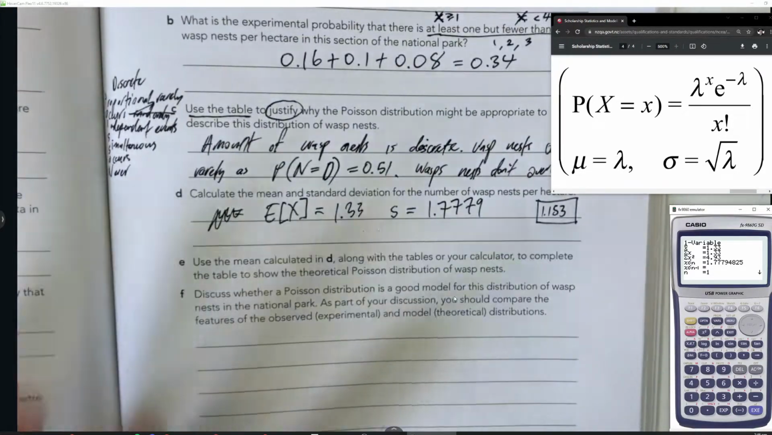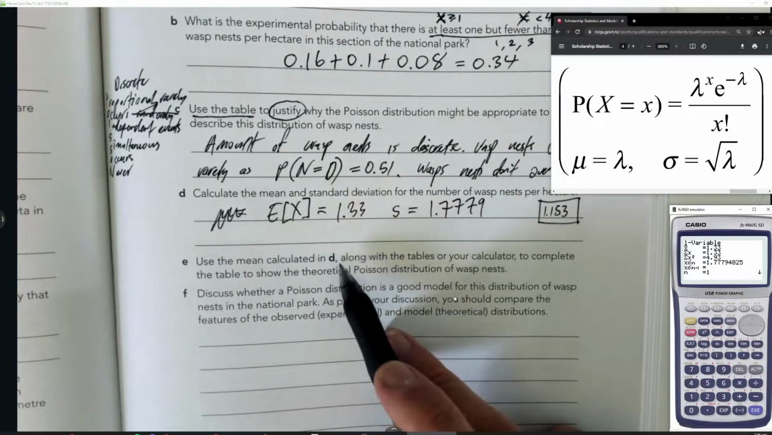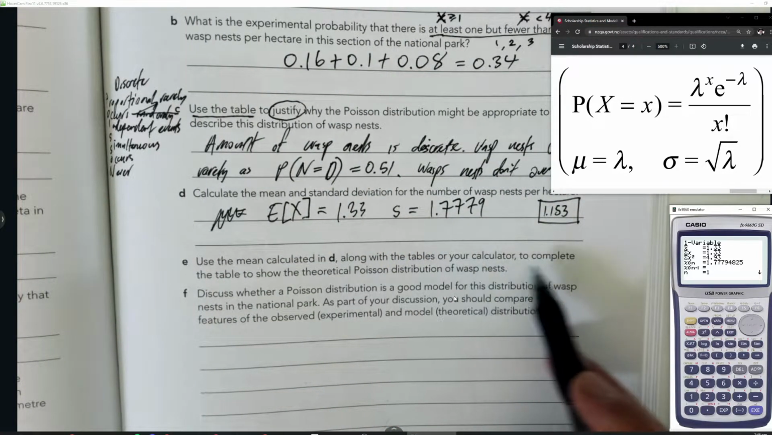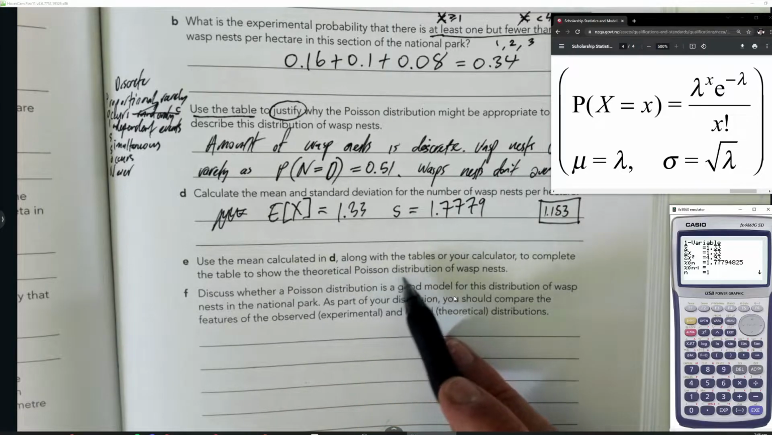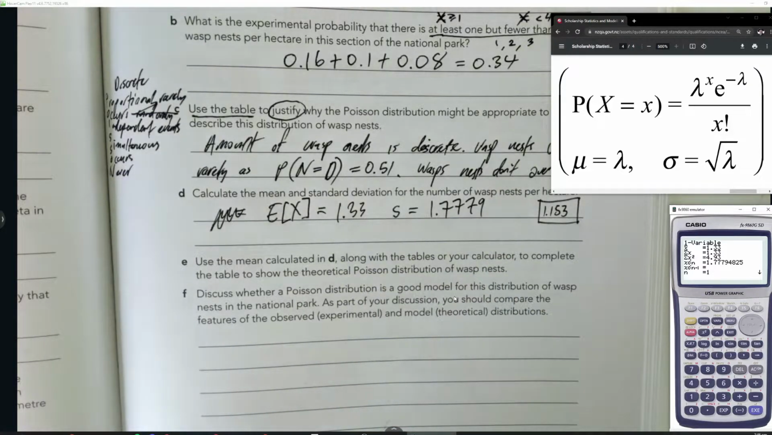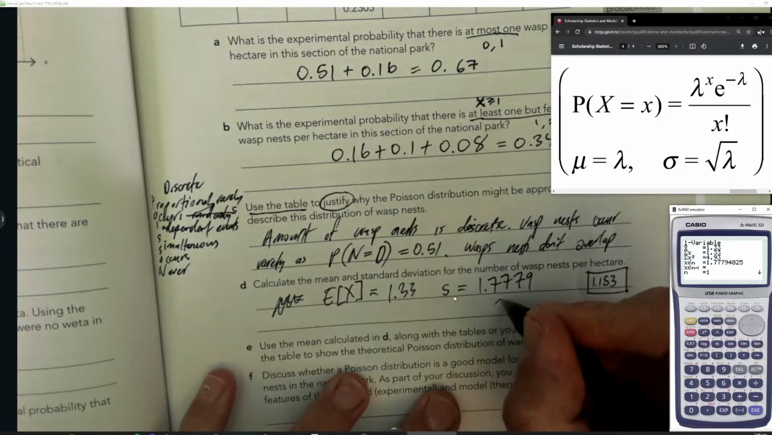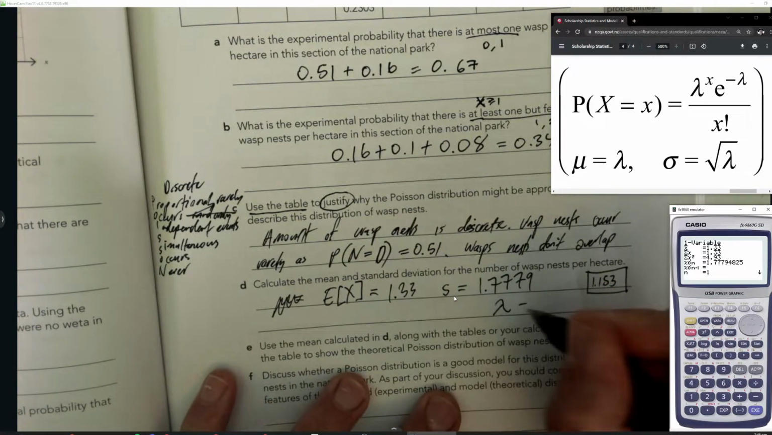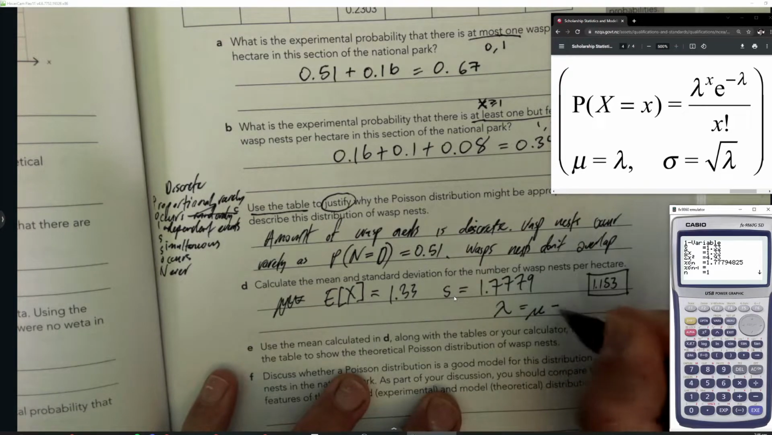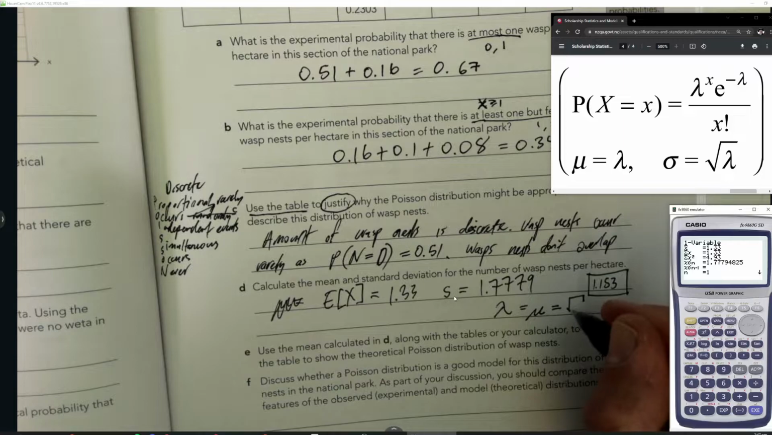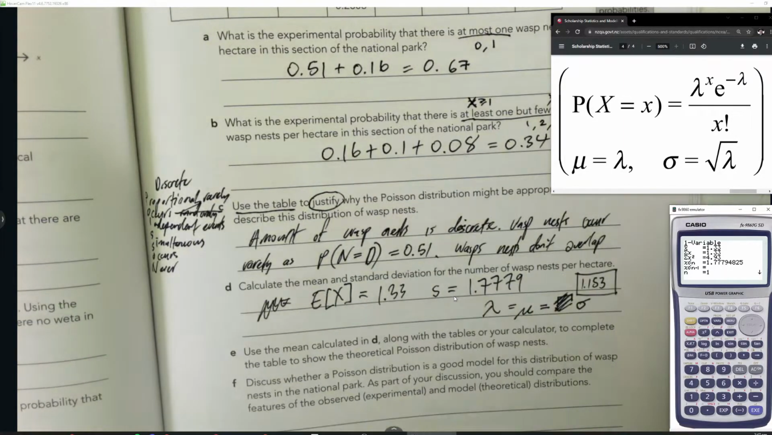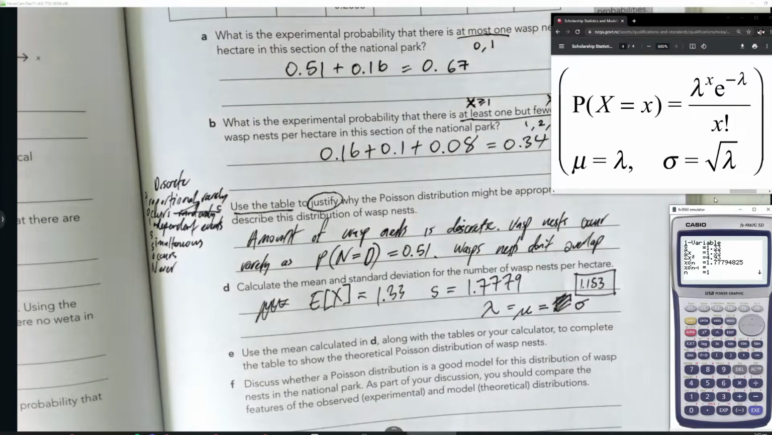Right. Okay. Use the mean calculated in D along with the tables or your calculator to complete the table to show the theoretical Poisson distribution of wasp nests. Okay, good. So the thing is with Poisson, normally lambda is the mean, and that is the square root. No, that is the standard deviation squared.